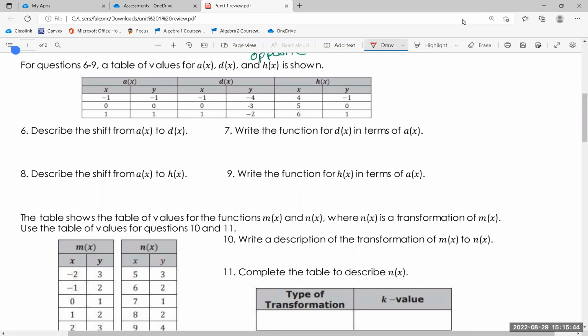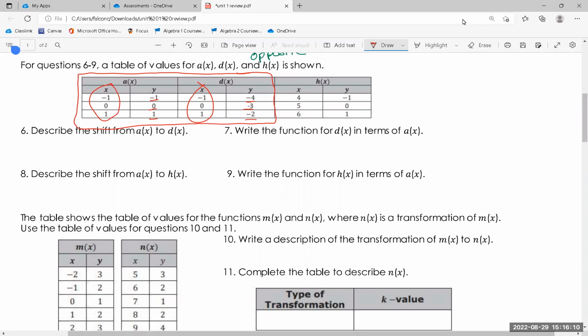So they want to know what's happening, what's changing, and how is it changing. If I look from a to d, my first 2 boxes, for question 6, I notice that all of my x's are the same. They're all -1, 0, 1. So it looks like my y values change: -1, -4, 0, -3, 1, -2.